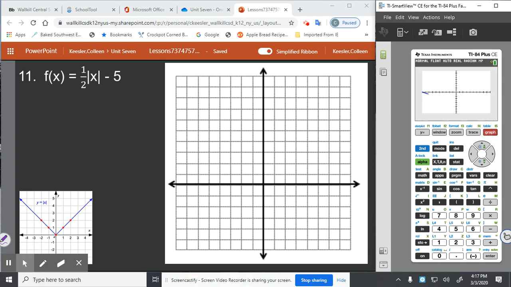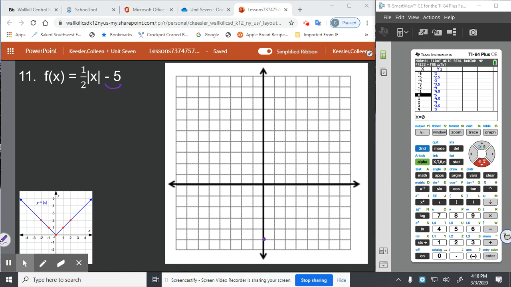I can graph it to see what it looks like, and I can pull up my table. Looking for the vertex, it seems like it's at 0 and negative 5, which makes sense because that would be our vertex since it says minus 5 here, and there's nothing inside of the absolute value. So we can build from there. 0, negative 5 would be right here.